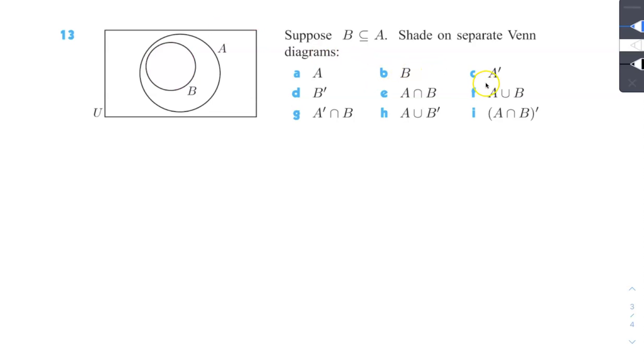Not A. So again, I like to draw this out. So let's figure out what A is. A is all of this, right? A is that Venn diagram, that circle right there. So I want not A. I want everything that's in the universe but not in A. So that would be everything outside that circle. So that would be not A.